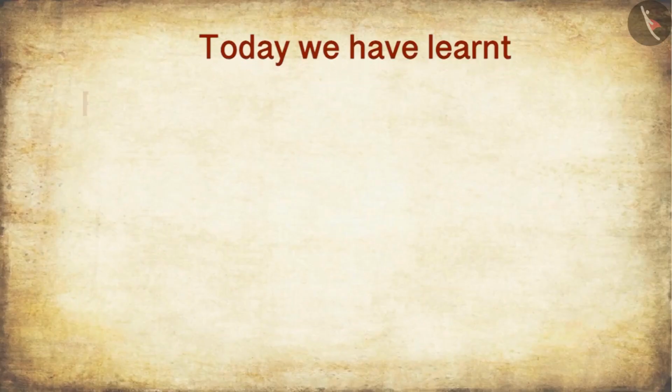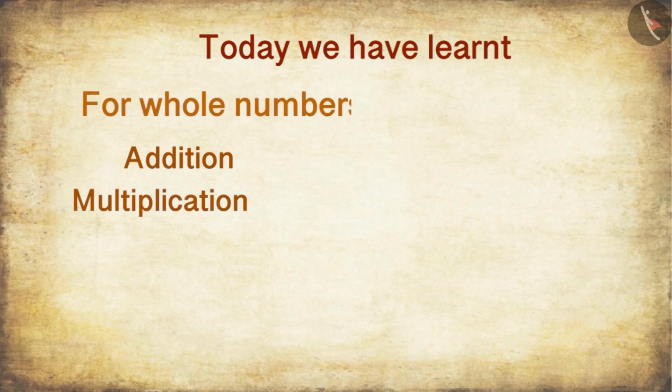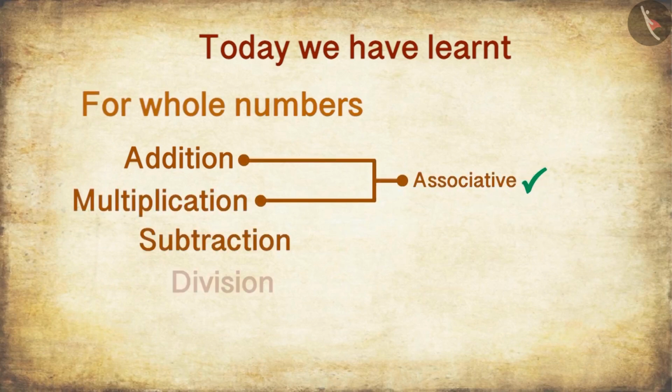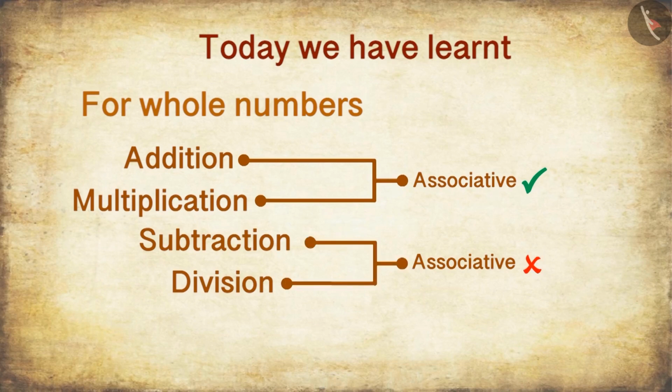Today, we have learnt addition and multiplication of whole numbers are associative, but subtraction and division of whole numbers are not associative. In the next video, we will see some examples related to this topic.